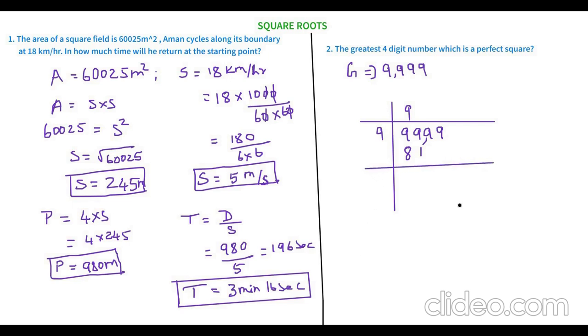Now let's subtract these two. So when we subtract these two, 99 minus 81, which is 18. Now the next step is to bring down these two numbers. When you bring down these two, 9 becomes 1,899. And then the next step is we add a 9 with this. So this becomes an 18.